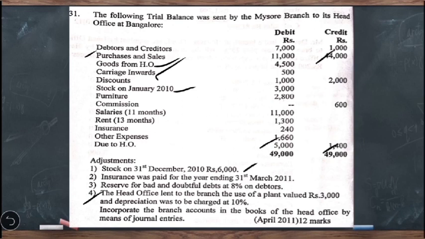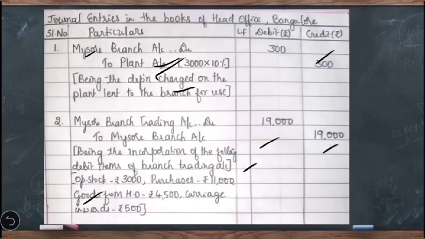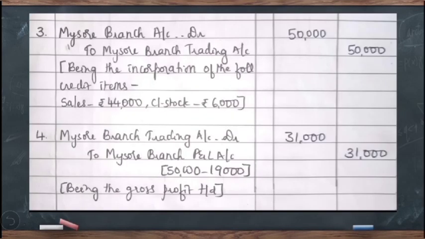So the entry here will be branch account debit to branch trading account. The second entry here: Mysore branch account debit to Mysore branch trading account. In the narration we have to write: being the incorporation of following credit items, that is sales 44,000 and closing stock 6,000. Total credit is 50,000.